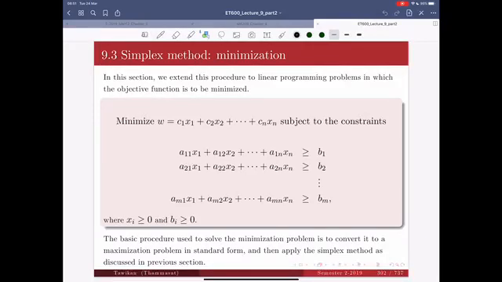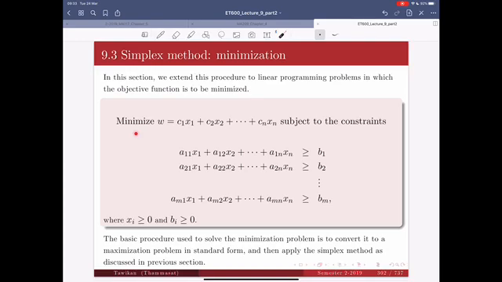In section 9.2, we applied the simplex method only to linear programming problems in standard form, where the objective function was to be maximized. In this section, we will extend this procedure to linear programming problems in which the objective function is to be minimized. Since we are familiar with the maximization problem, the idea of solving the minimization problem is to convert it to a maximization problem in the standard form, and then we can apply the simplex method as discussed in the previous section to solve it.